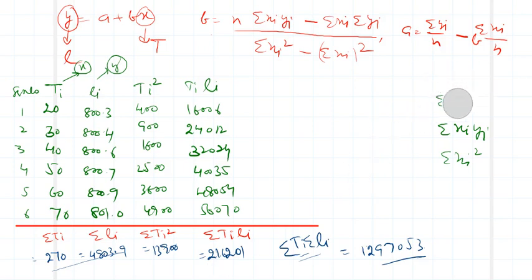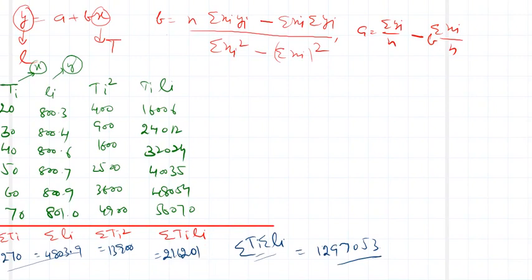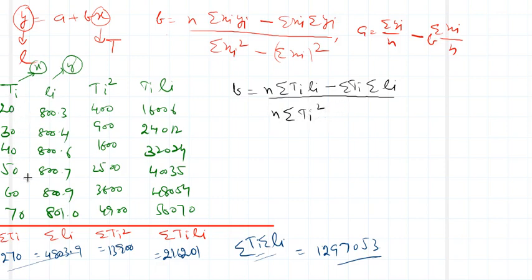So for that, let us proceed as follows. The value of B will be B equal to n summation Ti Li minus summation Ti summation Li, whole upon n summation Ti square minus summation Ti square, and these are overall 6 observations, so n will be 6. And the value of A will be summation Li over n minus B summation Ti over n.